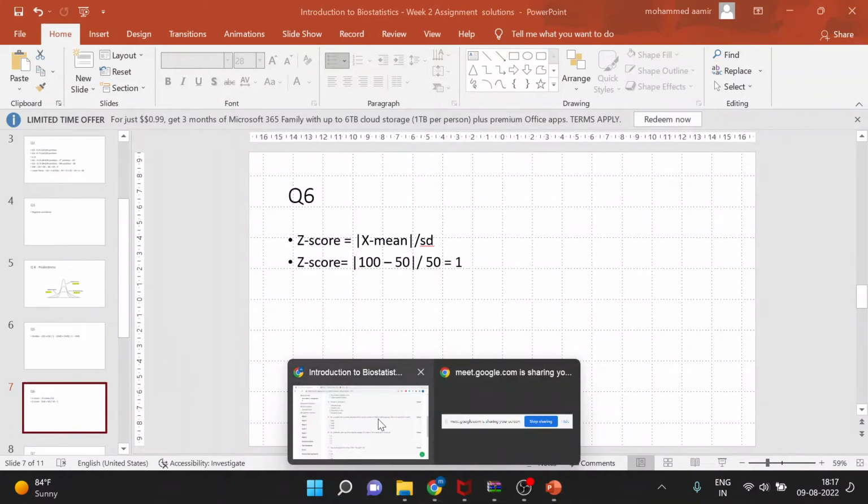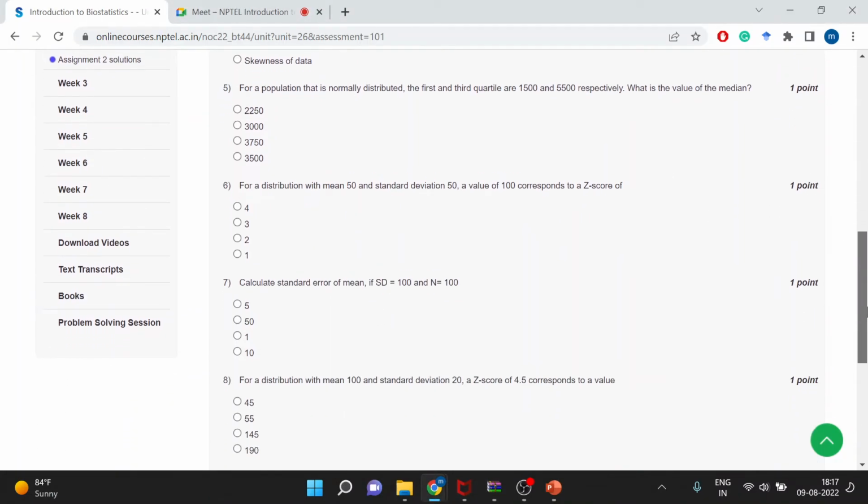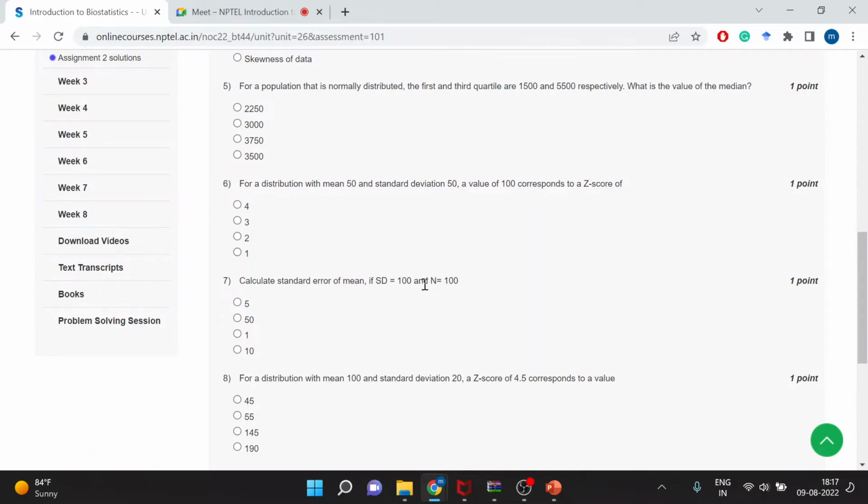After that, we have: calculate the standard error of the mean if standard deviation equals 100 and N equals 100. So tell me what the formula is for calculating the standard error of the mean. What do you mean by standard error of the mean in the first place? Can someone tell me in English whatever you understood by what is represented by this value? Standard deviation by square root of n.